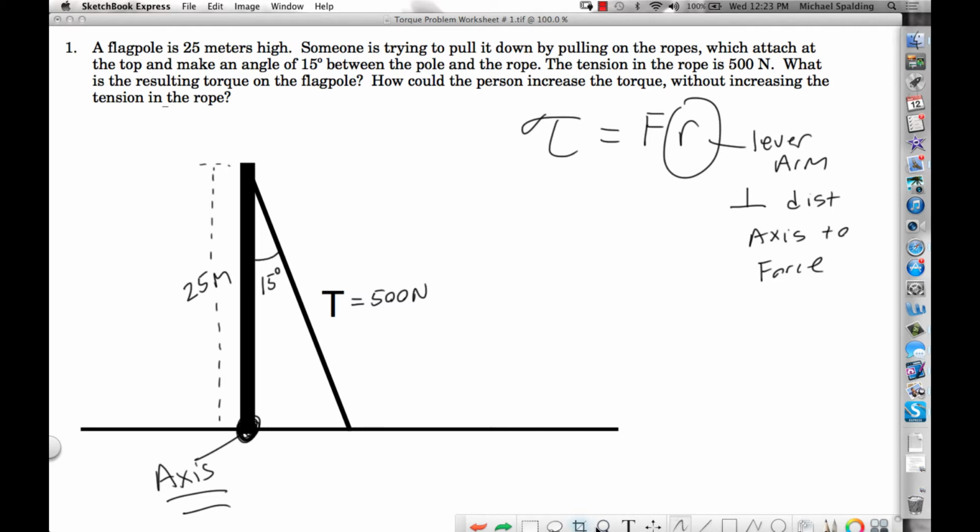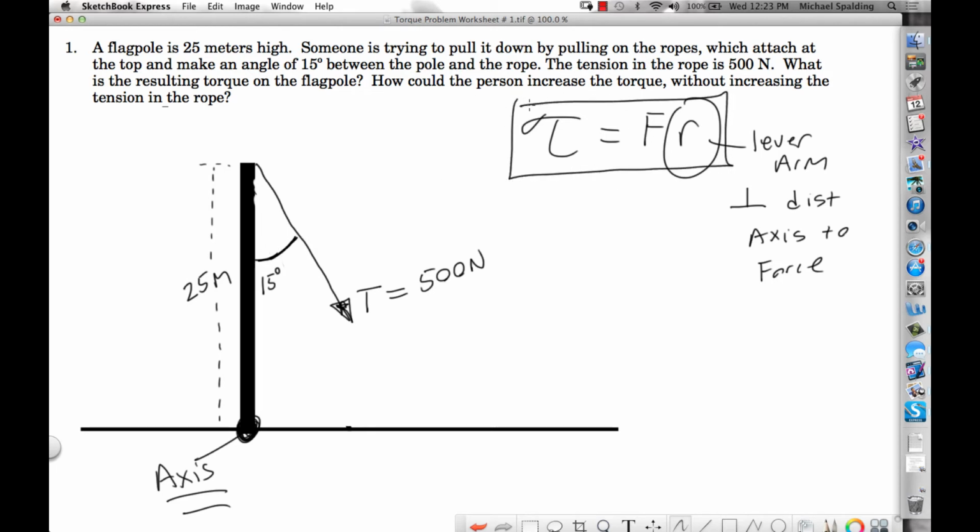I want to clean this up and make this nice. So look, I'm going to erase all of that. Okay, so the force pulling on the flagpole is this. We've got this tension like this, pointing down like that, that's equal to 500 newtons. And then this angle here, it's way not to scale, but it's 15 degrees. Okay, so we're using the torque equation. Torque equals force times lever arm.